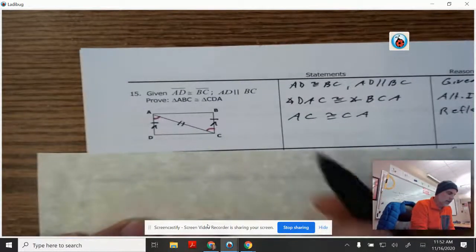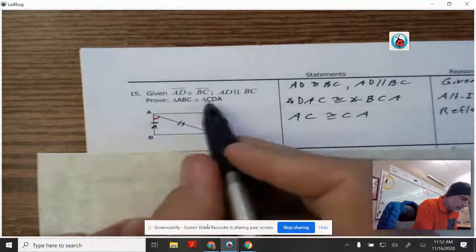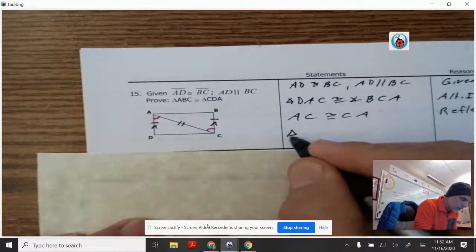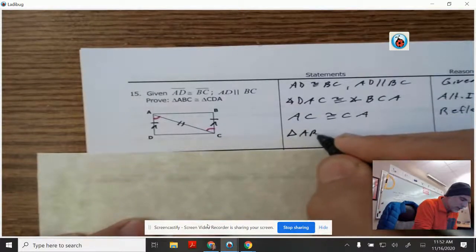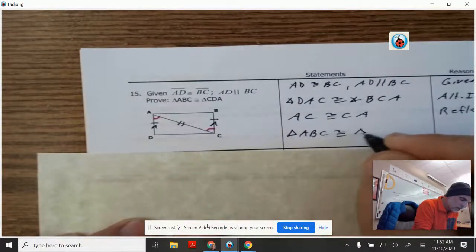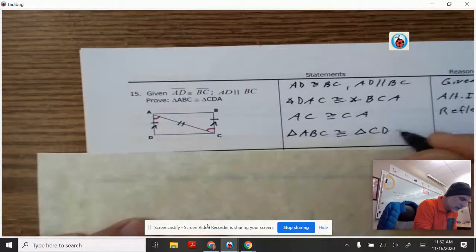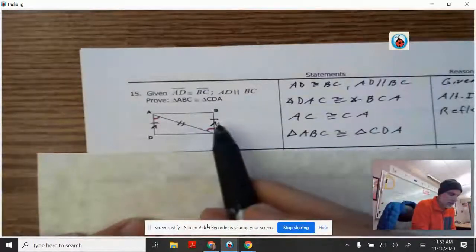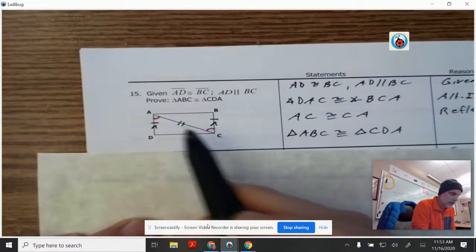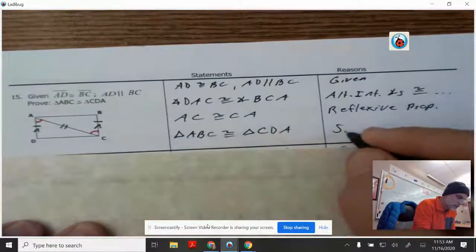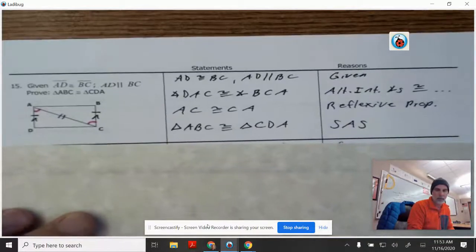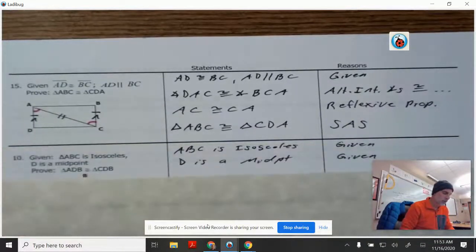So then that allows us to say, now I can take my proof statement. I know that's what I'm going to end with. So I'm proving that triangle ABC is congruent to triangle CDA. And my reason here is because of side-angle-side. Side-angle-side. You got to have it in both. Side-angle-side. Done. All right. There's a proof. Okay. Let's do another one together.